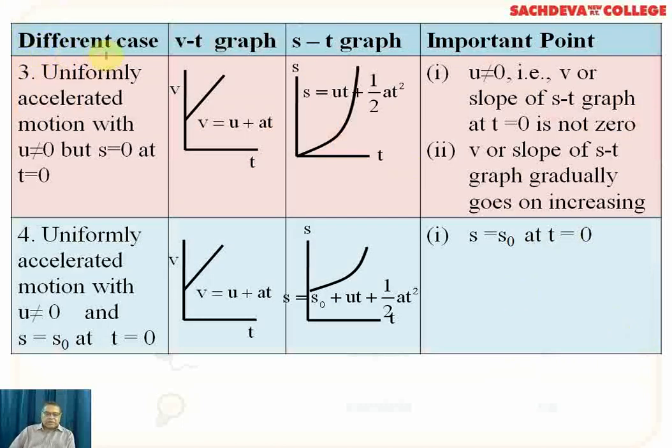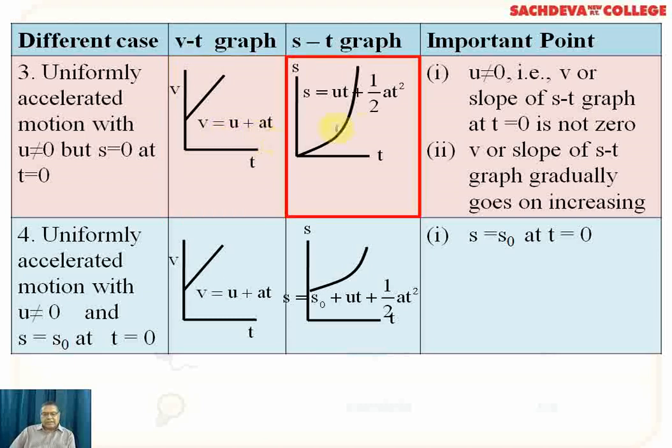Now, further different cases for VT and ST graph will be uniformly accelerated motion if the initial velocity is not 0 and s is equal to 0 at t equal to 0. So what we are finding is that in the first graph, the VT graph, the point is taken slightly above the origin. So the motion started from that point and time is calculated from that instant. When time is calculated from that instant, then only from that point can we use the equation V is equal to U plus AT.